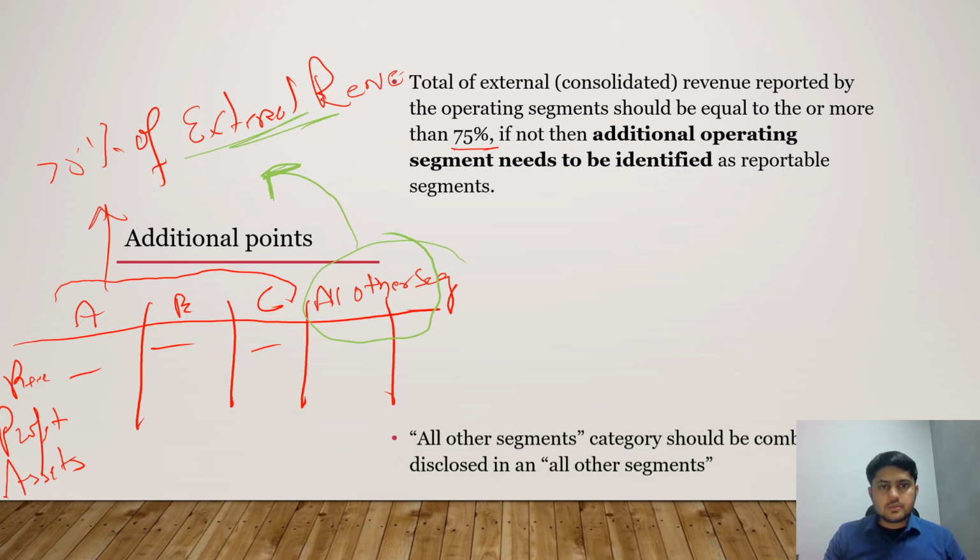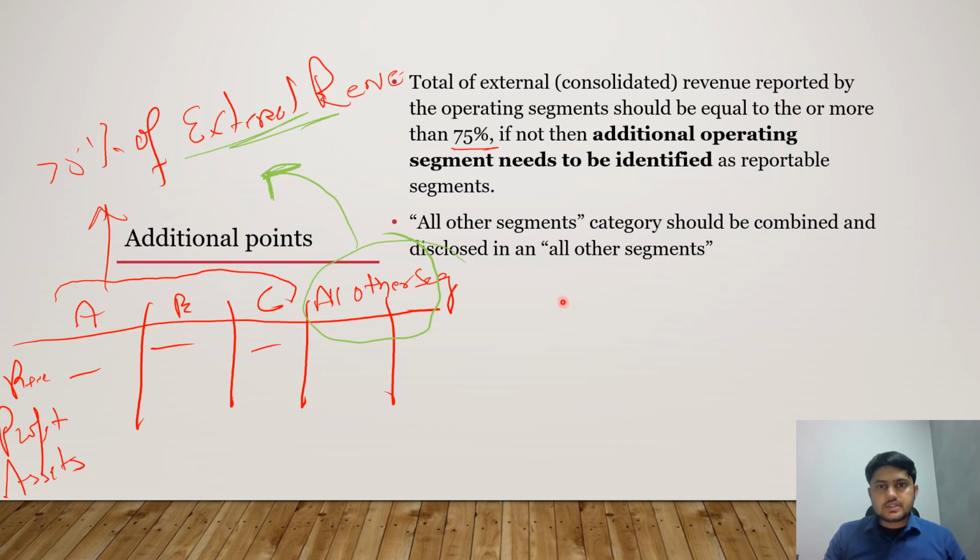Then moving on to next point, all other segments category should be combined and disclosed in all other segments category. This I have already told you.